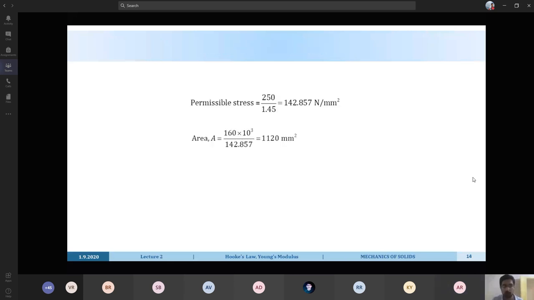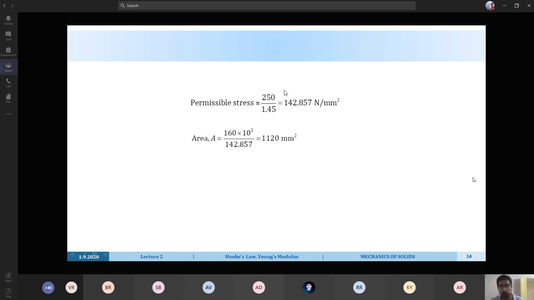So the permissible stress we are calculating is the yield stress divided by the factor of safety. So that factor of safety is 1.75. Sorry, 1.55 is a mistake, a typo here. It is actually 1.75, and it comes as 142. Yes, it is a typo. Instead of 1.55, it should be 1.75. Thanks for rectifying it.